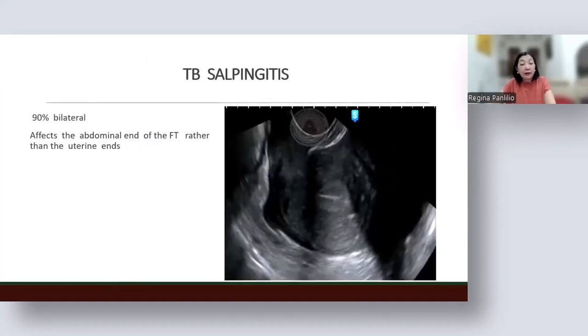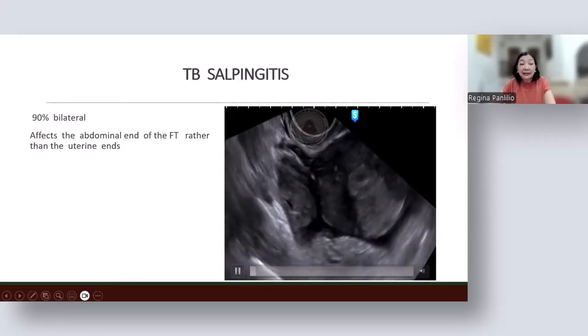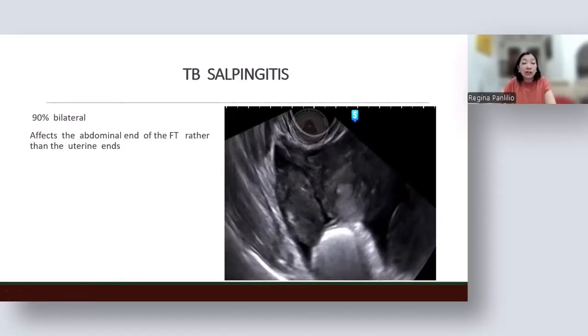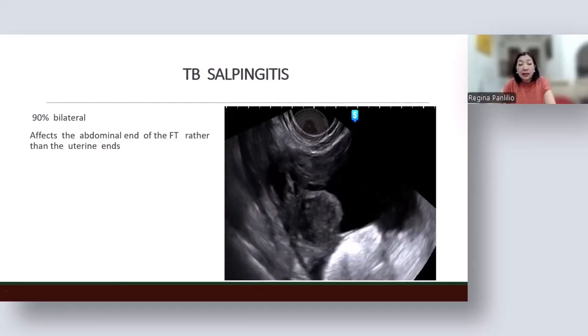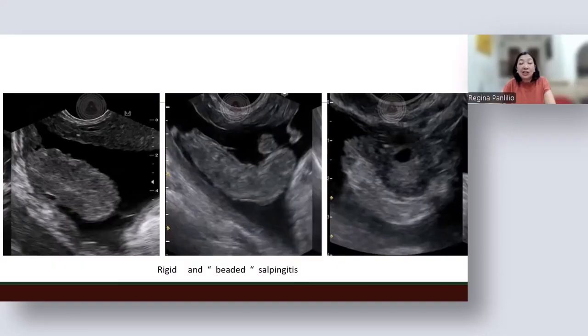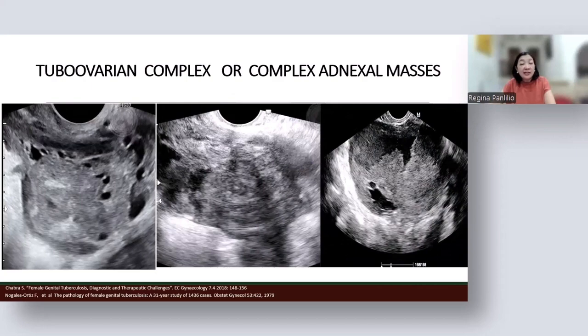The tubes are affected in TB salpingitis in 90% of cases, usually bilateral because it's the first focus of infection. And the abdominal ends are usually the ones affected rather than the uterine ends. We can see here that the tubes are rigid and beaded, nodular, and fibrosis and rigidity are the characteristics rather than acute distension. And since the ovaries are less frequently involved due to their tough capsule, most TB adnexal lesions present as tubo-ovarian complexes with discernible ovarian stroma.